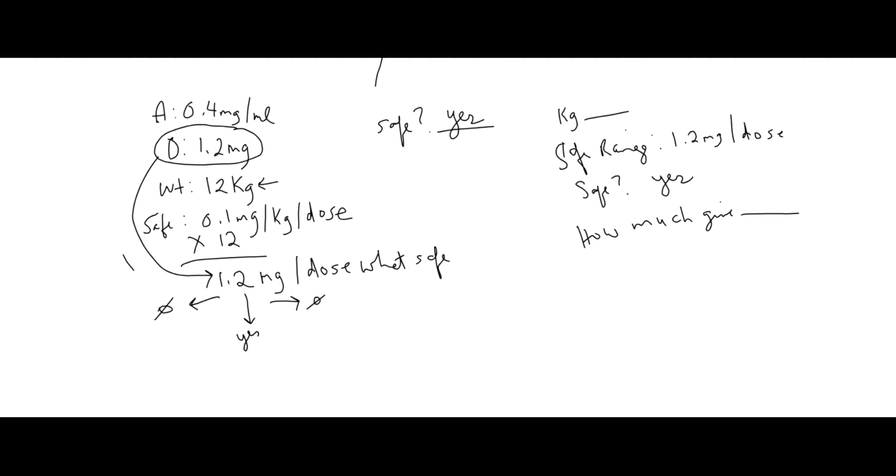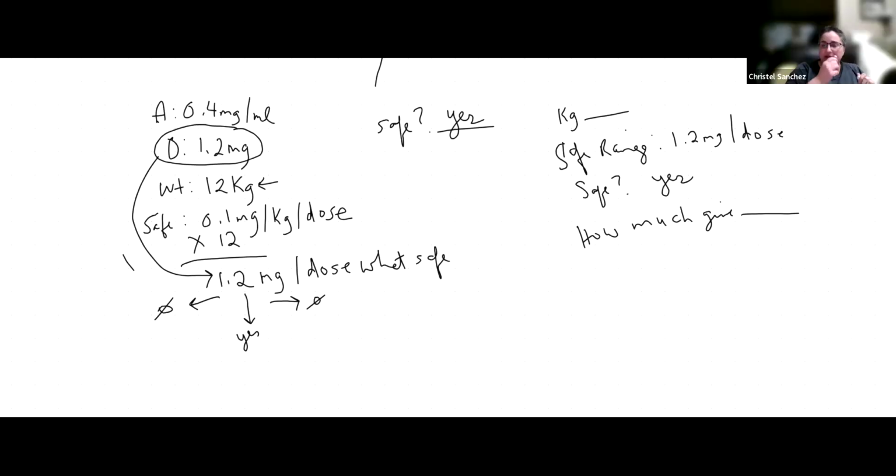Anybody? Dose over half. There you go. So you're going to do your dose over half times vehicle. Okay. So what's our dose? Our dose is 1.2. We have 0.4 per mL. Okay. So I'm going to do your math. And you would give 3 milliliters.